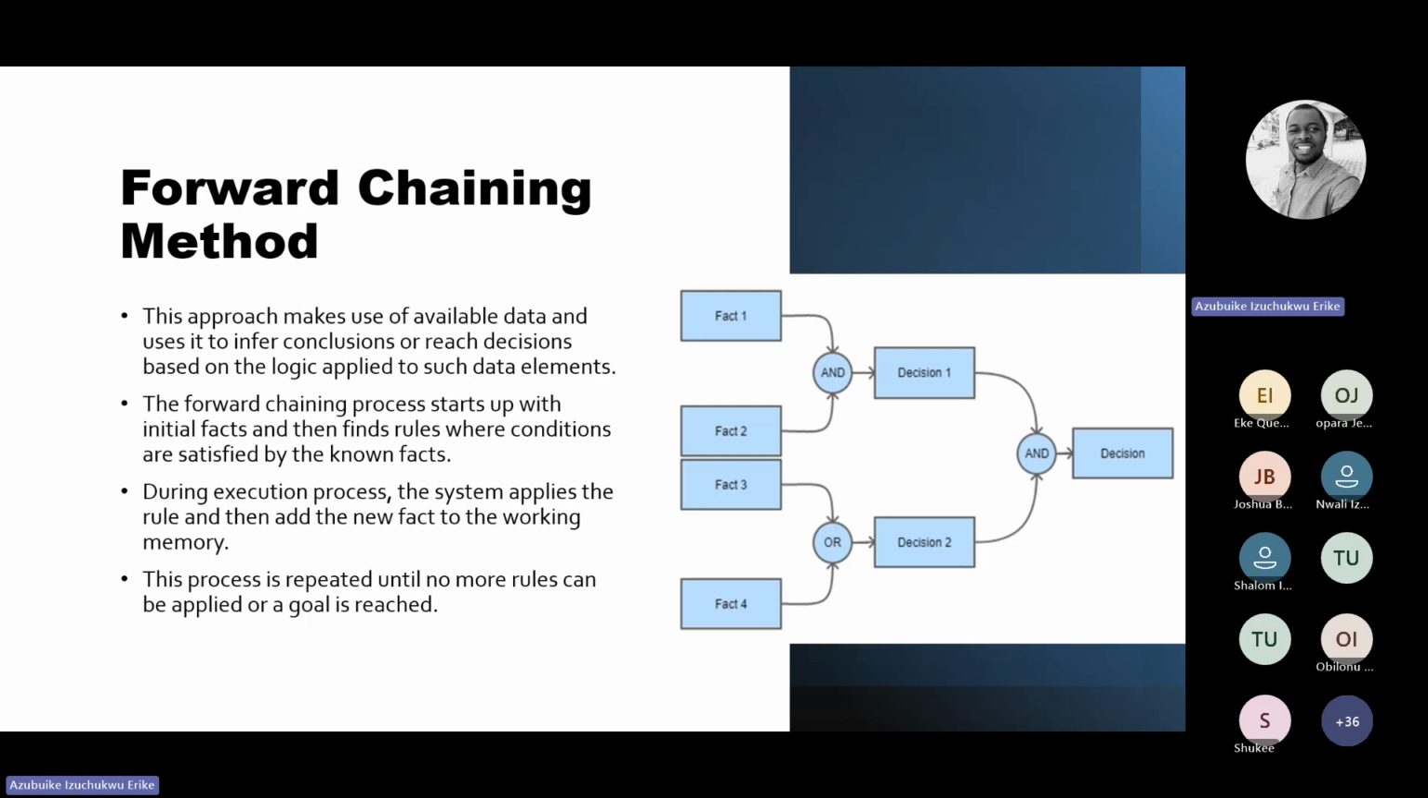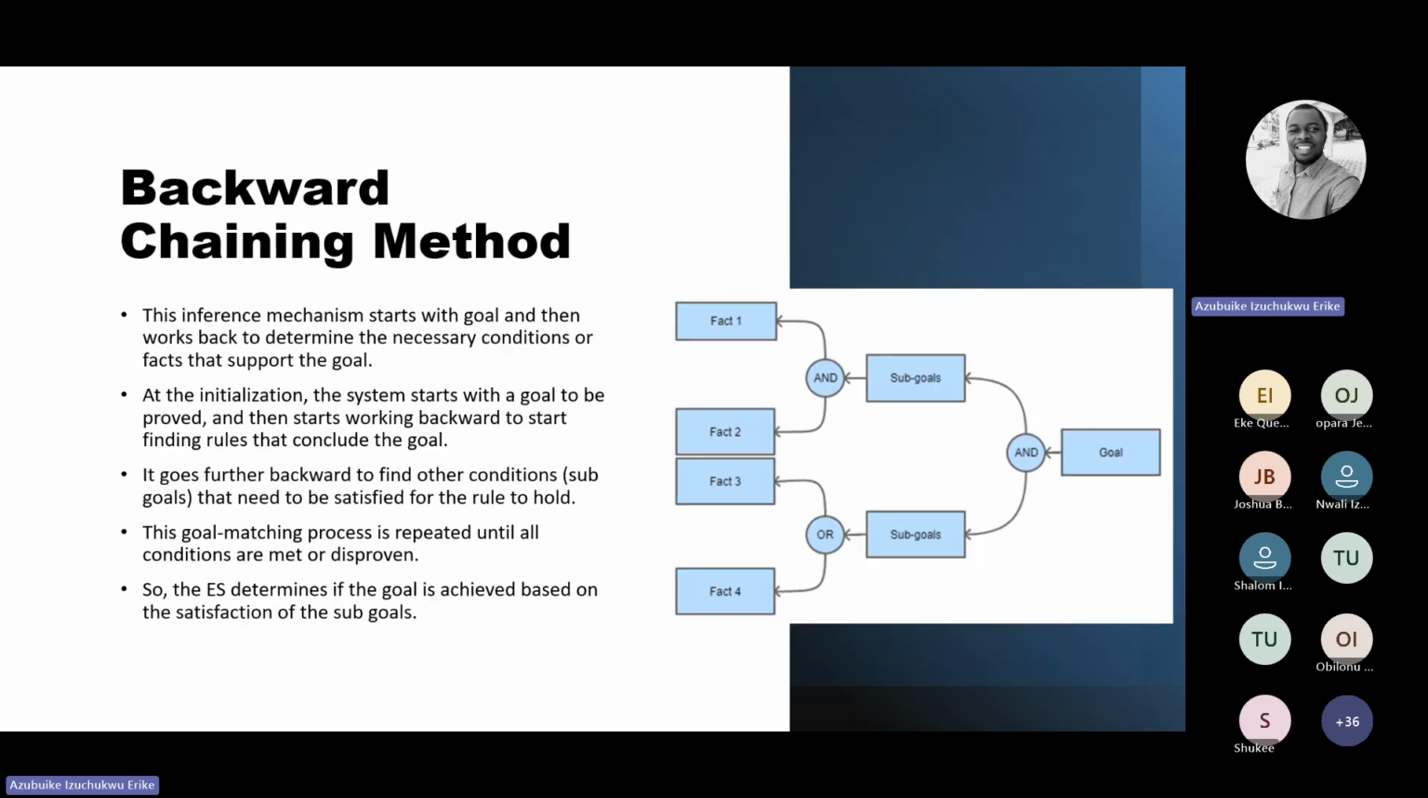So that process, where you follow certain steps before you arrive at a certain conclusion, is what is known as forward chaining. And the inference engine can use this particular approach to arrive at a certain conclusion. Okay, that is it. Then the next one is backward chaining.